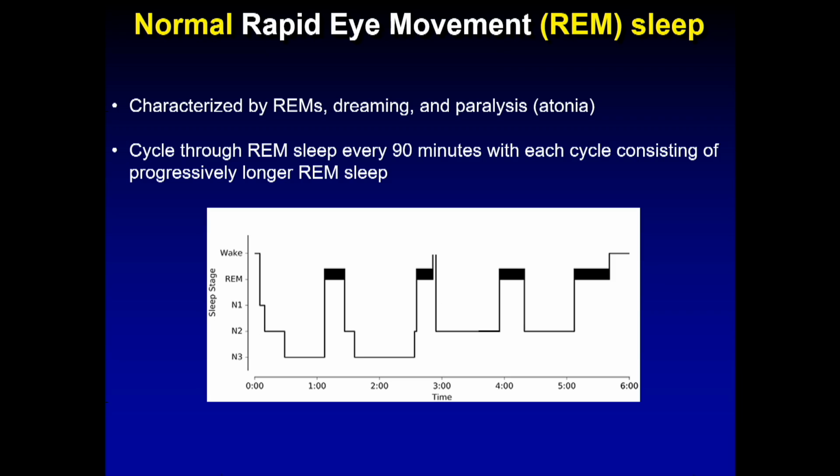And really, this REM behavior disorder should not happen within the first 60 minutes of sleep because we're not in REM yet, right? The first REM happens 90 minutes into sleep. So those are some of the ways that we can recognize if something is coming out of REM sleep.